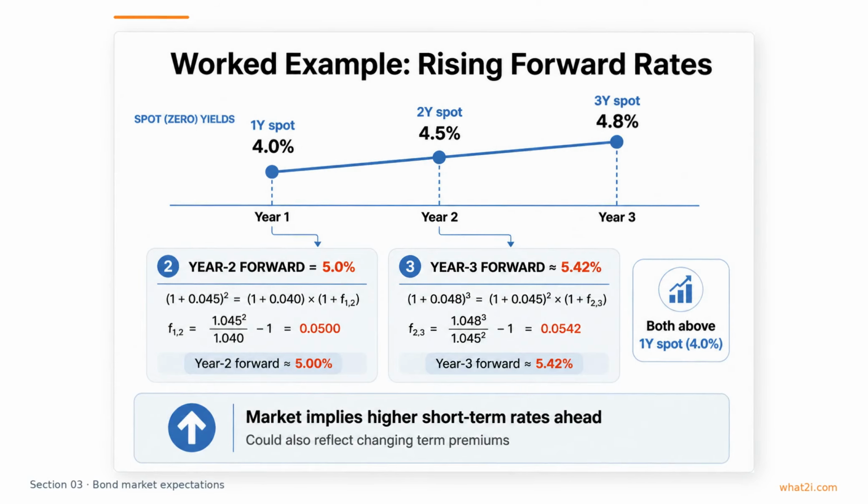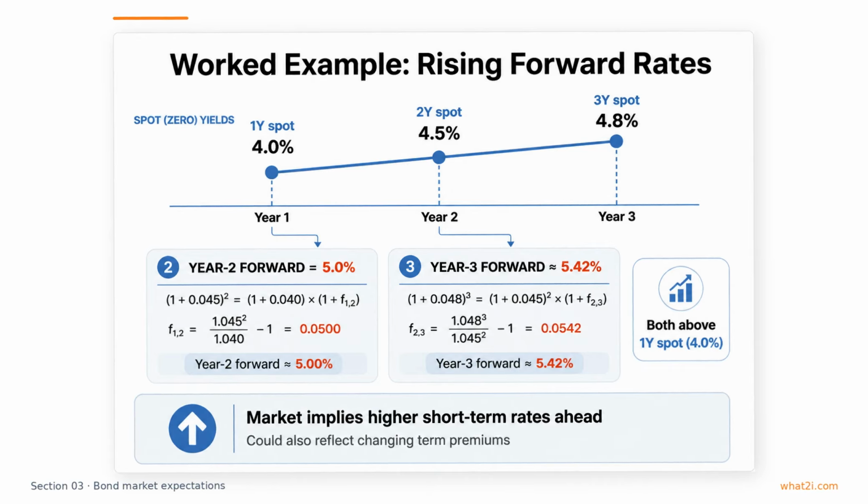Here's a simple example. Suppose the 1-year spot yield is 4.0%, the 2-year spot yield is 4.5%, and the 3-year spot yield is 4.8%. From those spot rates, the implied forward rate for year 2 comes out around 5.0%, and the implied forward rate for year 3 comes out around 5.42%. Both are above the current 1-year spot yield. That pattern suggests the market is pricing higher short-term rates ahead. But as always, some part of that signal may reflect changing term premiums rather than a clean forecast.